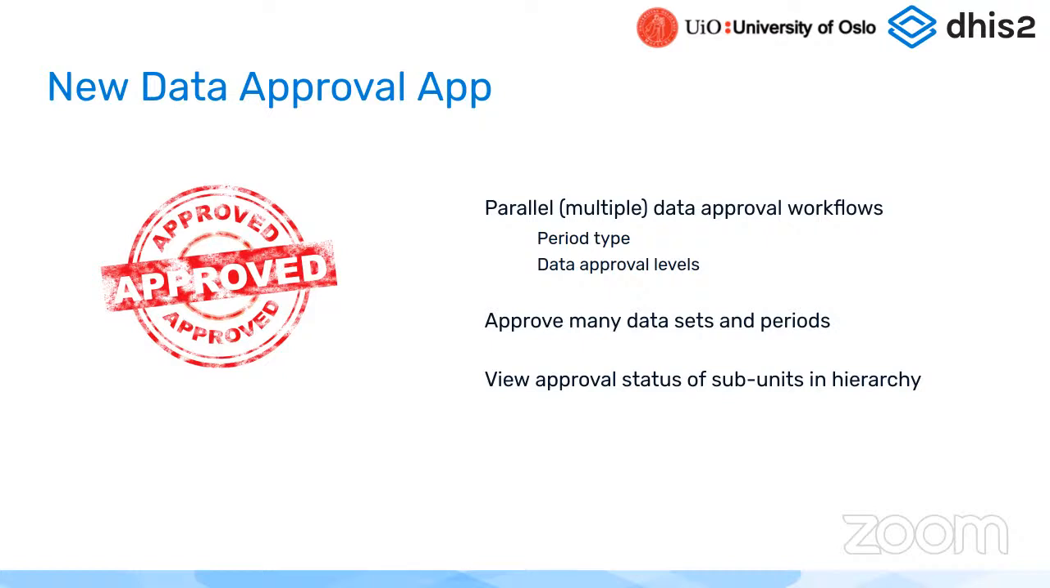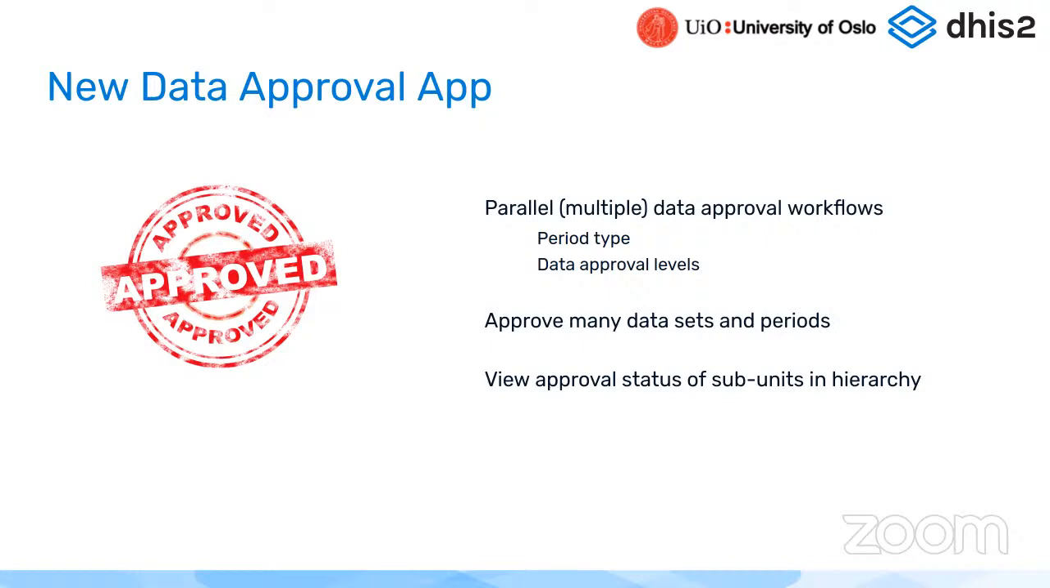A data approval workflow also has multiple levels, and levels largely follow the org unit levels. So that means we can now avoid having to approve at all levels in the hierarchy, instead approve at selected levels. And the levels can also be, of course, different for every data approval workflow, so that you can have different levels per workflow and do that in parallel.